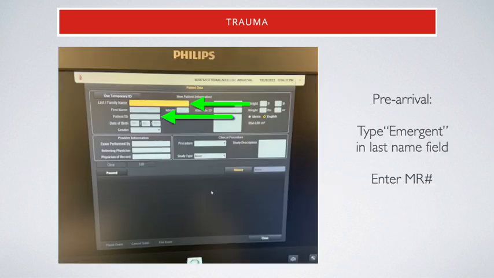It is easiest to set up for the exam prior to the arrival of the patient. When using the Philips Affinity ultrasound machine in the trauma room, type emergent in the last name field and then enter the MR number into the patient ID field as noted by the green arrows. Then click close in the bottom right hand corner.